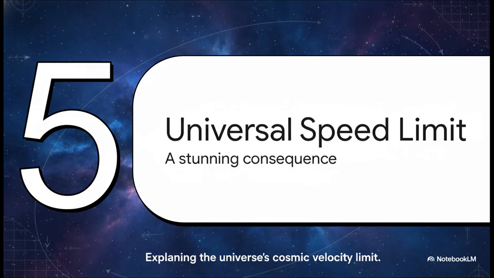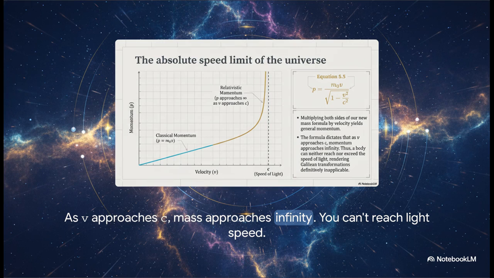Okay, now for the payoff. Let's see how this brand new formula we just built directly answers the mystery that we started with, that cosmic speed limit. If you just look at the formula, the consequence is staring you right in the face. As your velocity, v, gets closer and closer to the speed of light, c, the fraction v squared over c squared gets closer and closer to 1. That means the entire denominator gets closer and closer to 0. And what happens when you divide by a number that's almost 0? The result blows up to infinity. Your mass and momentum would become infinite. You'd need infinite energy to get there. It's impossible. And that is why nothing with mass can ever reach the speed of light.